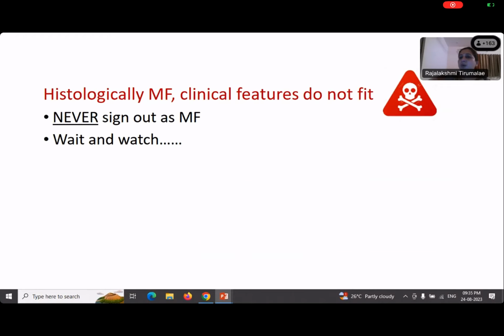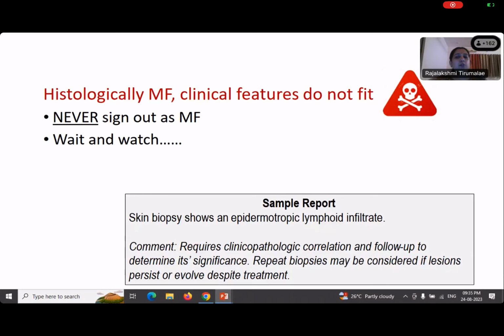But remember, however bad the infiltrate may look histologically, don't sign it out as MF if the clinical features do not fit, right? That's the most important question that you need to ask. If you are certain on histology, but clinically it does not fit, just wait and watch. You could sign out something like this, that look, I'm looking at an epidermotropic lymphoid infiltrate. And remember, it is not always necessary to see atypia in the lymphocytes. Atypia can come only in advanced disease. In PAT stage lesions, you don't find atypia at all.